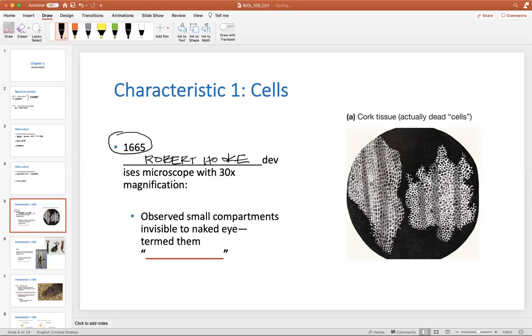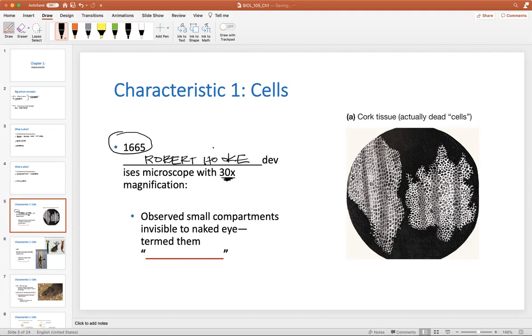Well, he devised, sorry about the return here, he devised a microscope that was actually able to magnify things to 30 times their original size. That probably doesn't sound like very much, but when you're used to seeing things at their actual size, you would be surprised at the level of detail that you can get at just using a 30 times magnification.